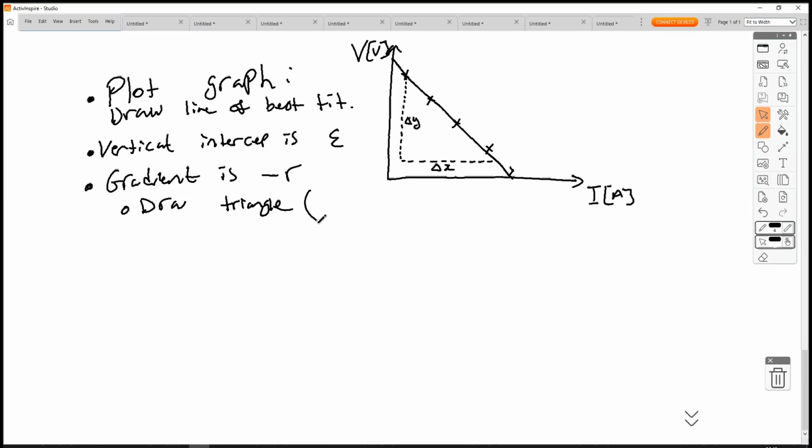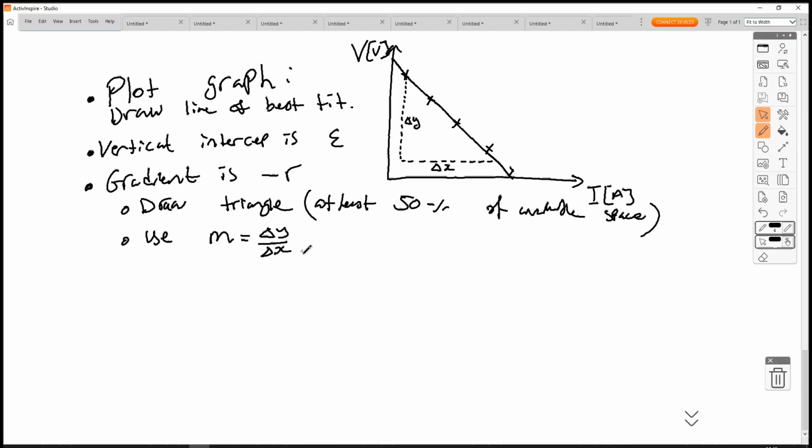The method is more important here. So draw a triangle at least 50% of available space. Use m equals delta y over delta x to obtain value for gradient. Now a question could go on further, for example a 6-mark question that will ask you to also include some precautions that you take.